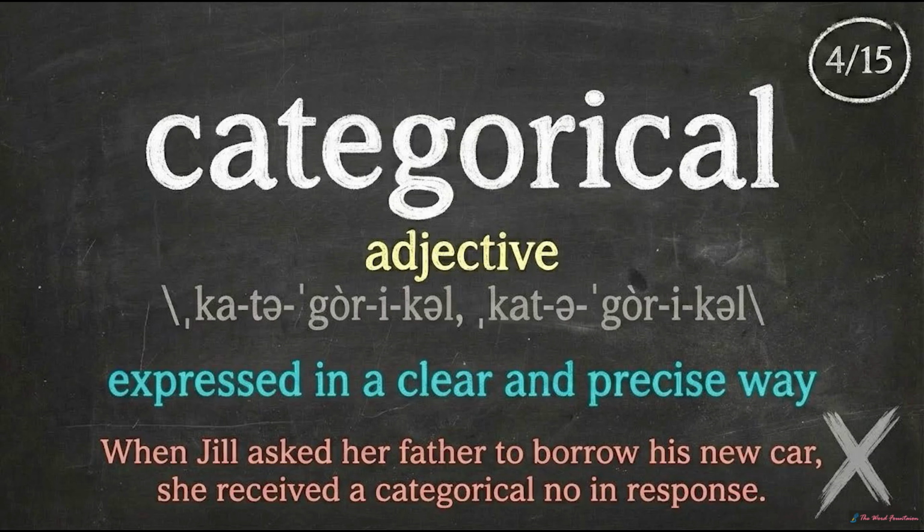It's absolute. The source gives a great relatable example. A teenager, Jill, asks her dad to borrow his brand new car. A high-stakes request. And the dad could have been ambiguous. He could have said, "We'll see." "We'll see," exactly. But he didn't. He gave a categorical no. And that's the difference. A categorical no means under no circumstances, not if she washes it, not if she fills the tank with gas, is she getting that car. It just shuts down the argument.